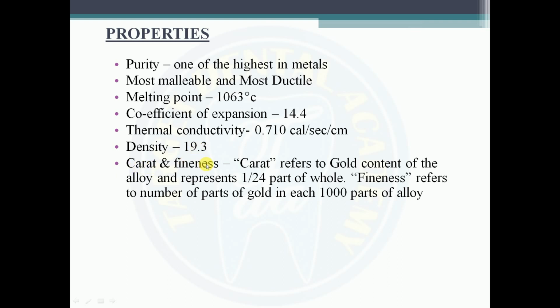Carat and fineness: carat refers to the gold content of the alloy and represents 1/24th part of the whole. Fineness refers to the number of parts of the gold in each 1000 parts of the alloy.